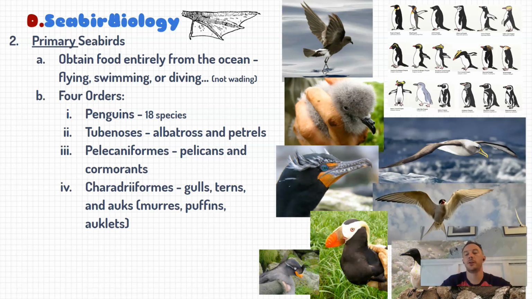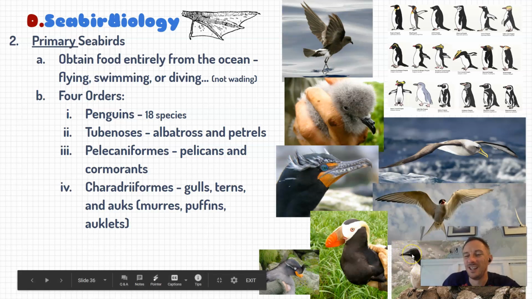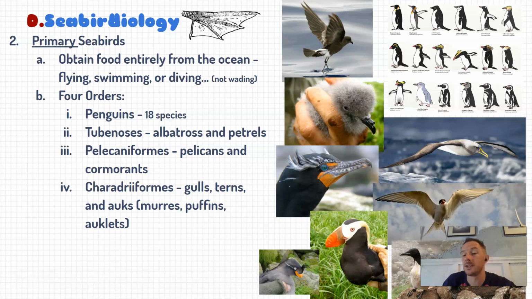And then the murres. These are really your quintessential auk. This is a thick-billed murre. I took this as well up in Alaska. These birds can dive down to 600 feet deep and hold their breath for almost 4 minutes.